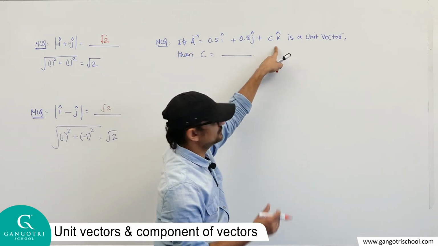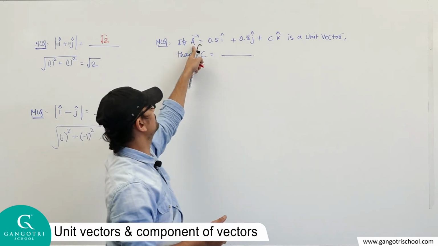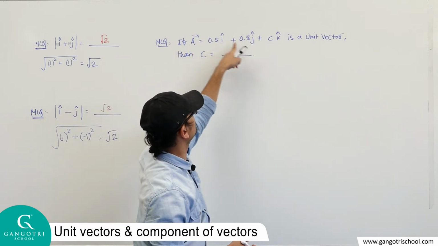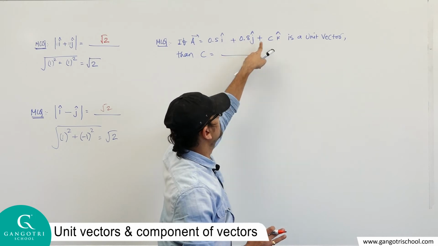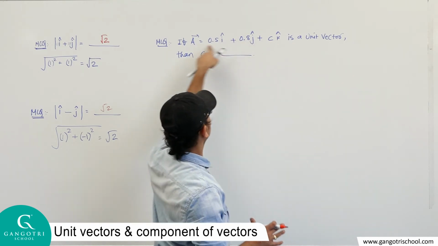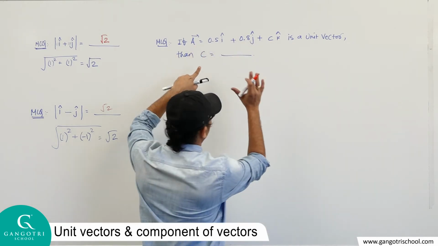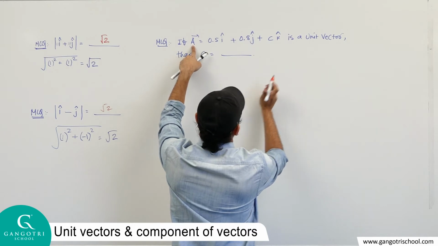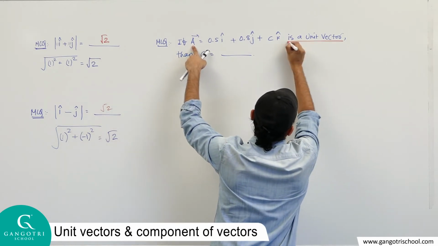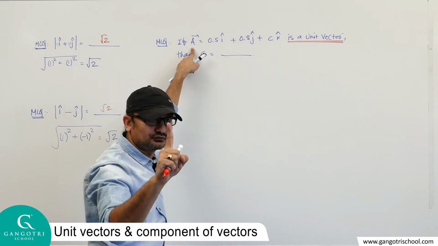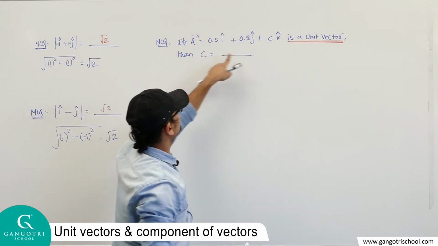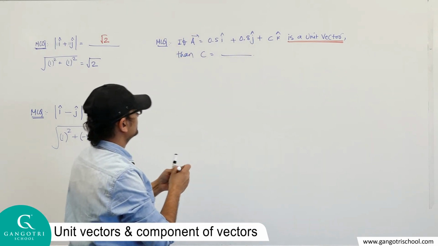From this equation you should understand that this given vector is in 3 dimensions. It has all 3 components, 0.5 i caret plus 0.8 j caret plus c k caret. This is vector A, and it is also mentioned that vector A is a unit vector. A unit vector means its magnitude is 1. So what will be the value of c here?